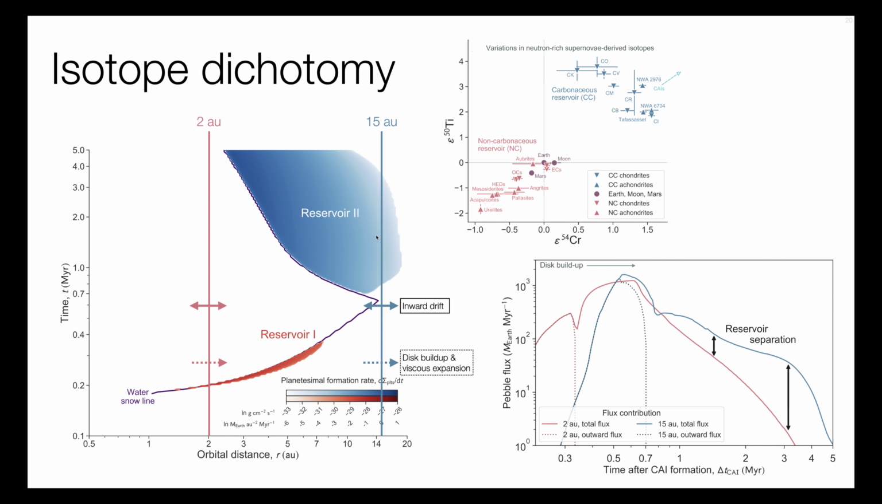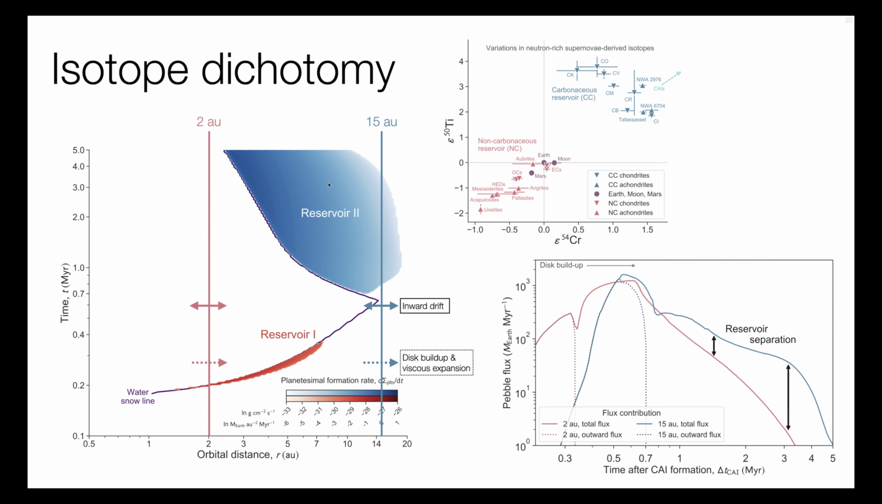Both lines from the left side plot correspond to the pebble flux at 2 and 15 AU in the bottom right plot. Initially, the pebble flux is roughly similar in both reservoirs, but over time it substantially deviates from each other. This is because the dust mass from the outer solar system is preferentially incorporated into Reservoir 2 and contributes to the accretion of the outer solar system planets.